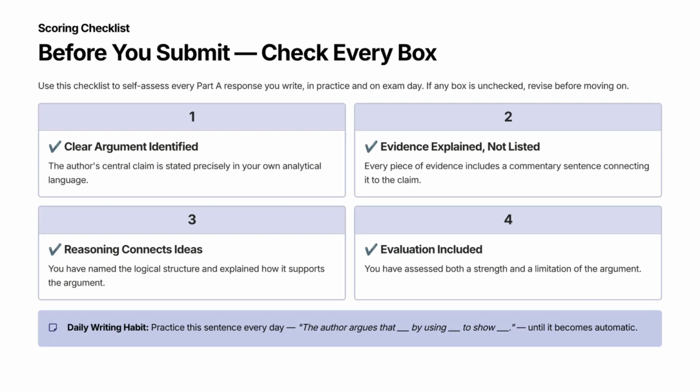Remember the 3 essential moves: identifying the claim, tracing the reasoning and evidence, and evaluating the effectiveness.